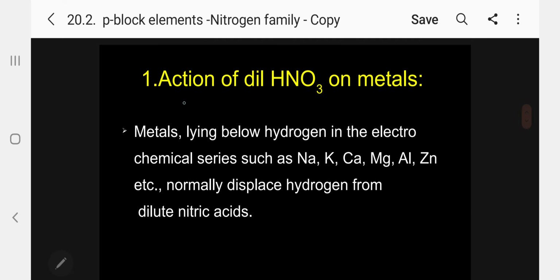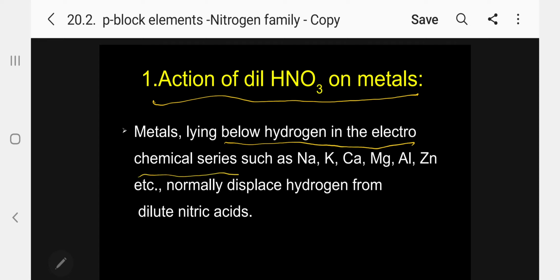First, let me take the action of dilute nitric acid on metals. Please follow, action of metals. I am treating dilute nitric acid first. Metals lying below hydrogen in the electrochemical series, electrochemical meaning reduction potential, such as sodium, potassium, calcium, magnesium, aluminum, zinc, etc., normally displace hydrogen from dilute nitric acid.